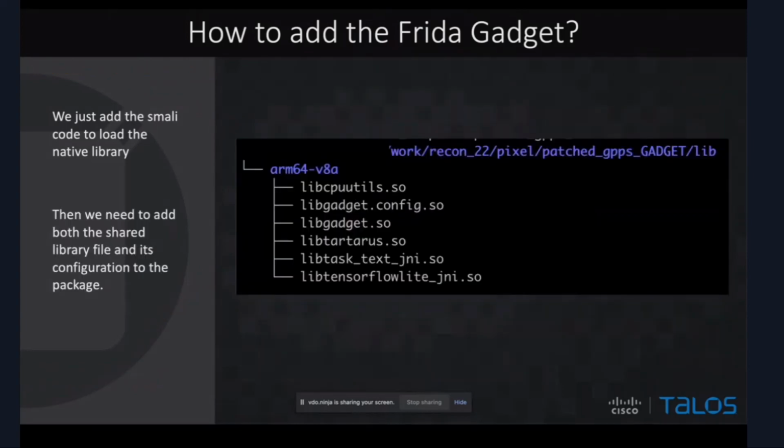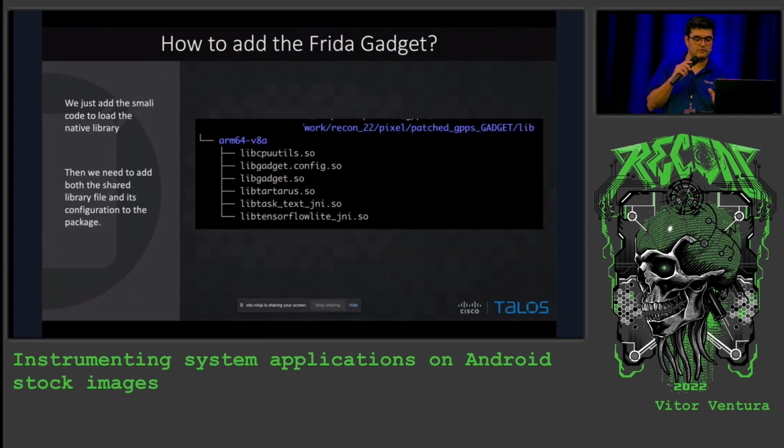So then the next step for Frida is that you need to put your gadget in the library path so that it can be packaged with the whole package. So you need to add the lib gadget.so and the lib gadget.config.so, which is the configuration for the Frida gadget. I'm not going through all the details of how to do it with Frida. There's plenty of documentation, but just to give you an idea.